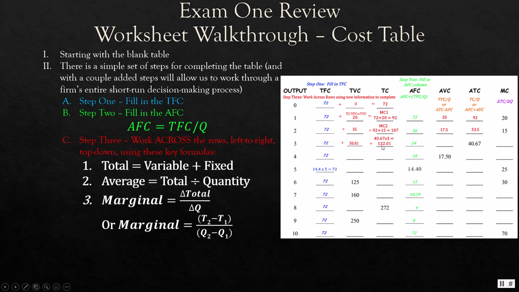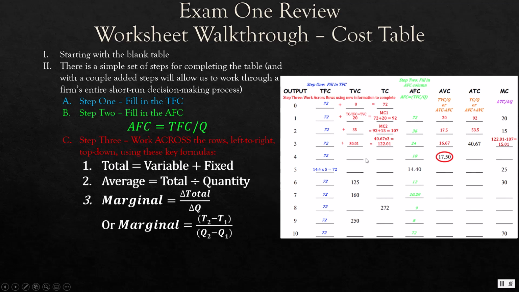Take that 122.01, subtract the 72 of the total fixed cost, and I'm left with a total variable cost of 50.01. And if I take that value and divide it by the 3 units, I get an average variable cost of 16.67, or 16 2/3. If I take that total cost of 122.01 minus the previous total cost, I get a marginal cost of 15.01, so about the same as my previous unit.